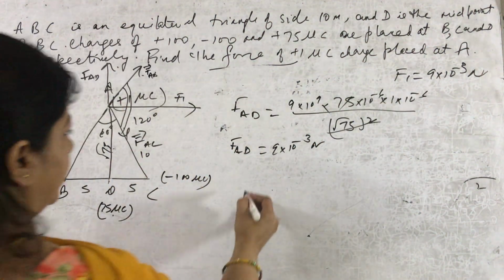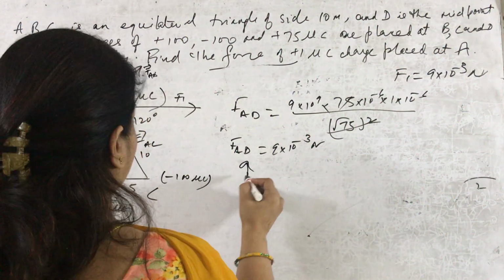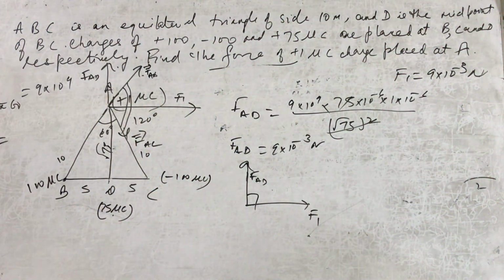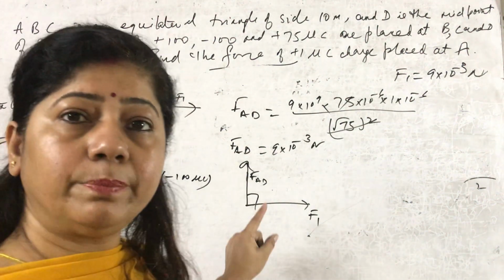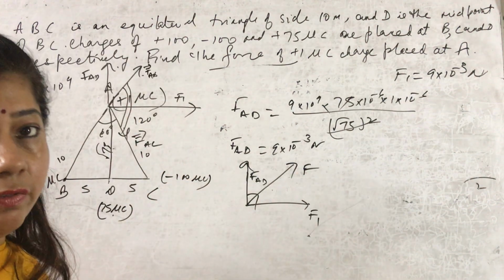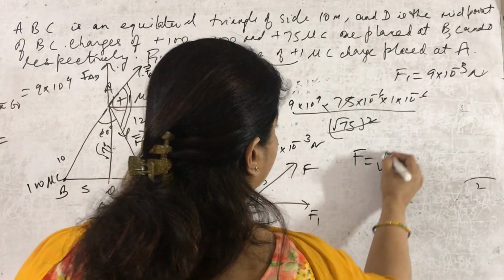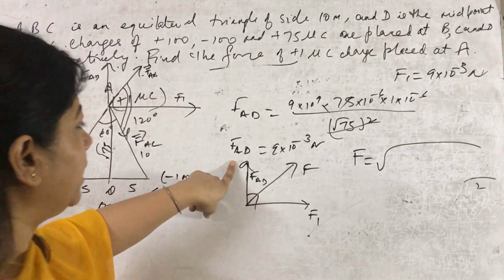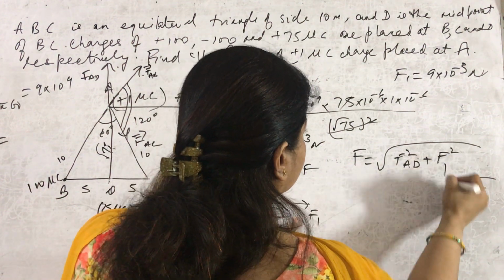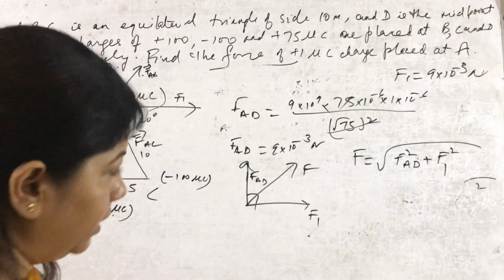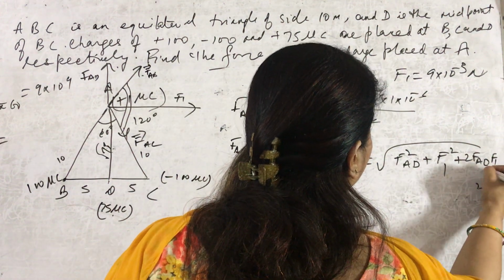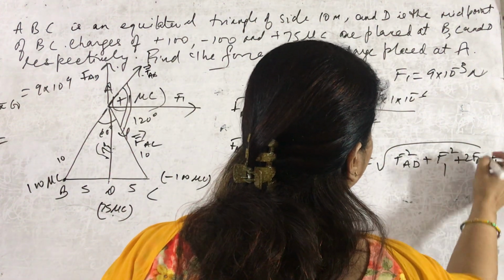Now you have got two forces. Let me draw it here so it's easy: FAD and this is F1. What is the angle between the two? 90 degree. Now my step is to find the final value, which is the resultant we are looking for, F. So F is equal to under root, same formula, F square AD plus F square 1 plus twice of FAD F1 cos 90 degree. Cos 90 degree is 0, so this part is neglected.